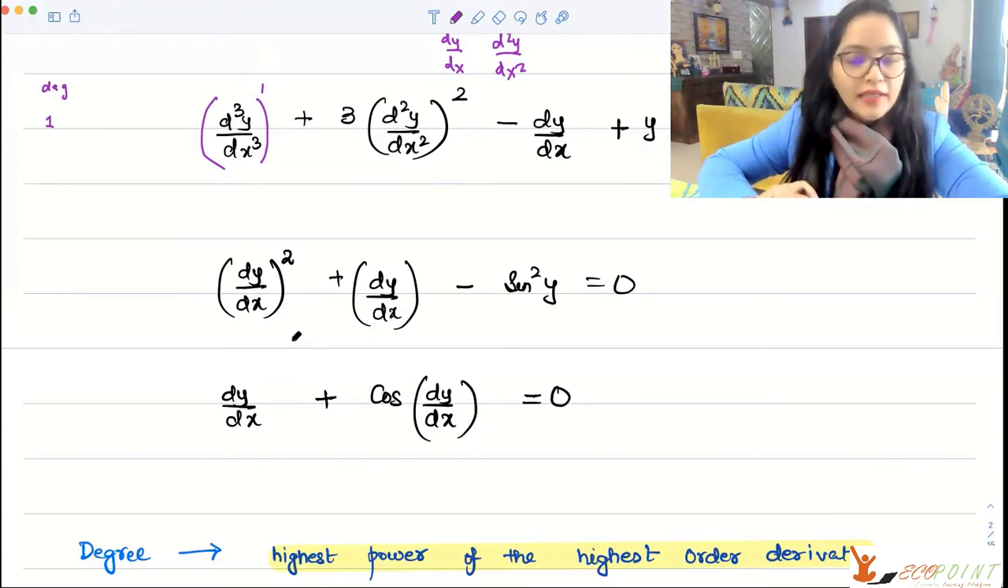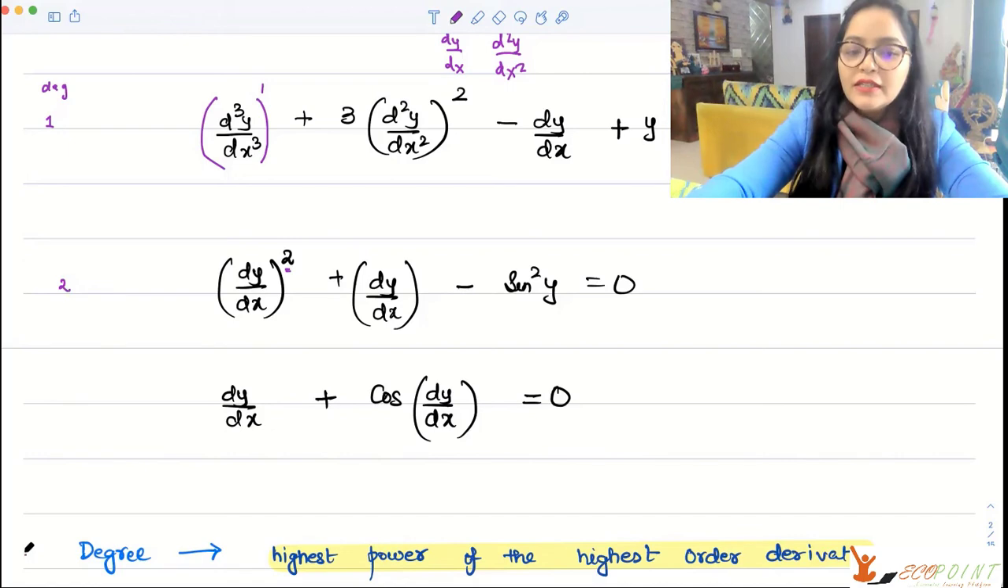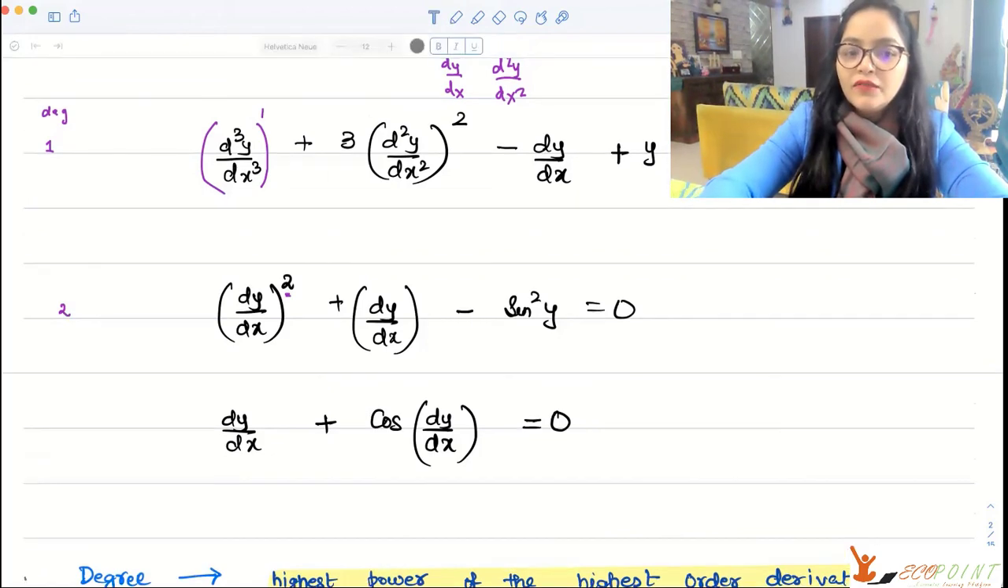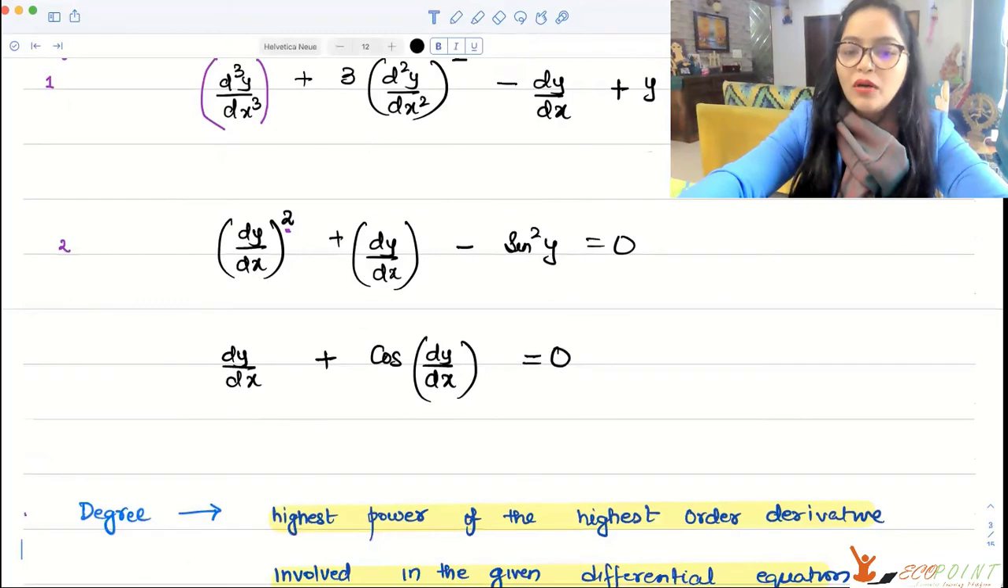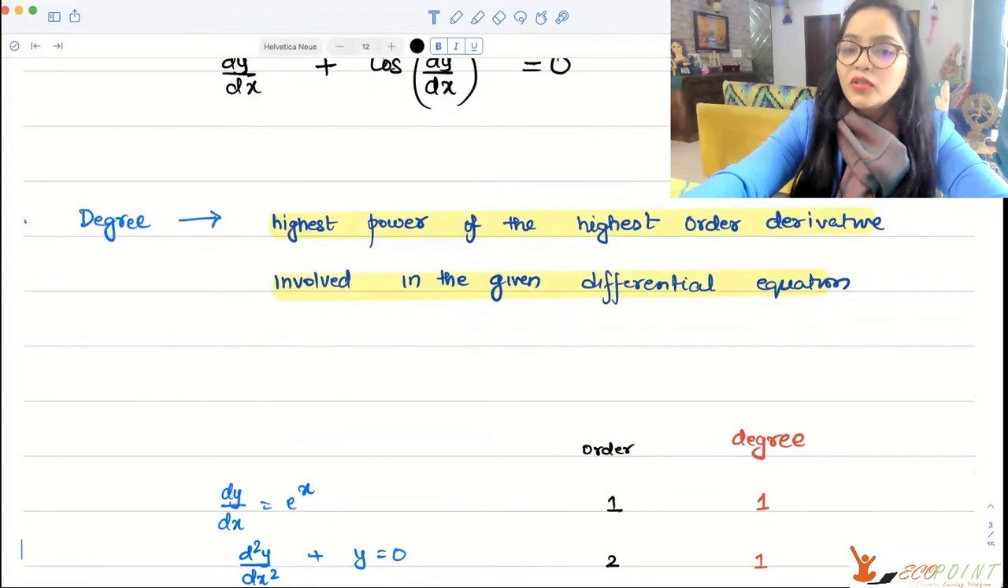In the second one, the highest order of derivative is just dy by dx, and the highest power is 2. So the degree here becomes 2. And the third one is not a polynomial at all, so you cannot define degree here. So that's what degree is: the degree of a differential equation is the highest power of the highest order derivative involved in any differential equation.